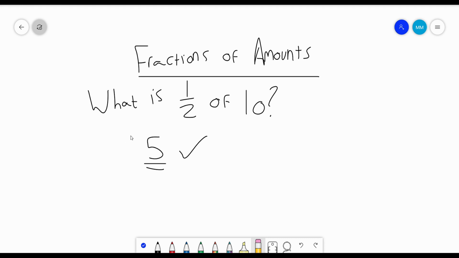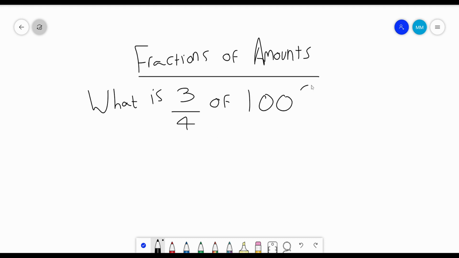But there's no way an examiner is going to be that generous with you. I mean, you know, we can all dream. So they're more likely to ask you something like this. What is 3/4 of 100?